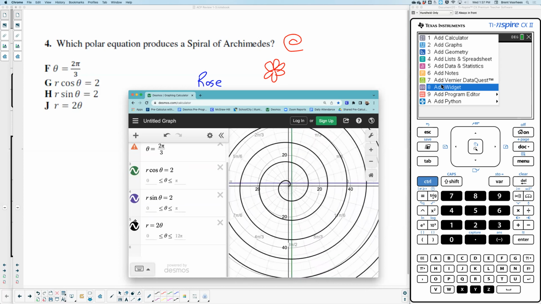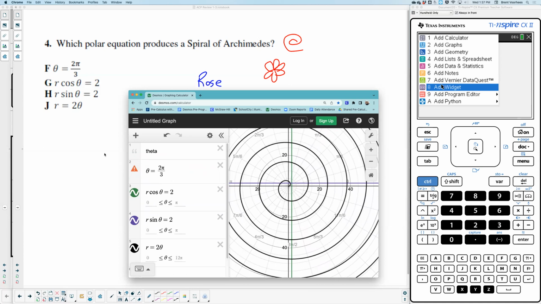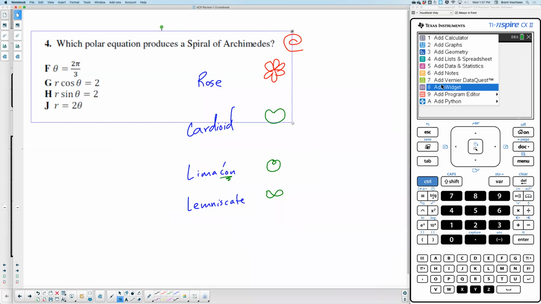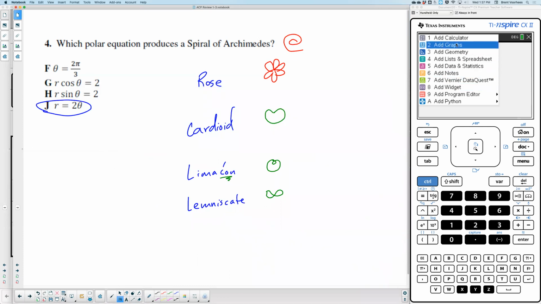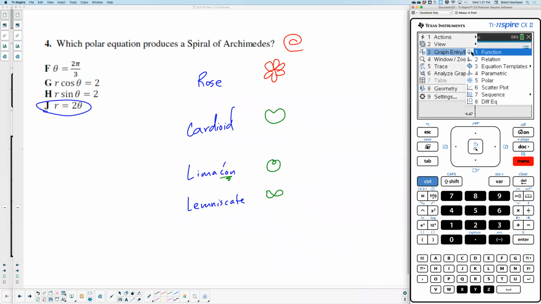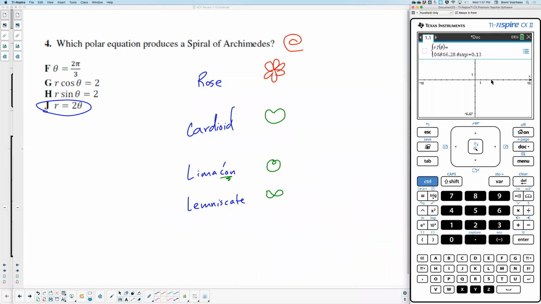J. So obviously, J is the correct answer here. Could we do this in our other calculator? Yes, but I can't change the grid, which is a little unfortunate. So for graphing polar, that'll be the one thing I'd suggest using Desmos for. Here, I'll show you. If you go to graph, you can do menu, graph entry, and choose polar.